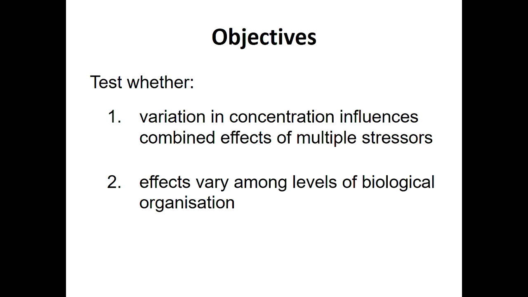So in this piece of work, we wanted to address two objectives, essentially. We wanted to test, firstly, whether variation in the concentration of multiple stressors influences their combined effects. And we also wanted to ask whether those effects vary among levels of biological organization, or whether, in fact, they're quite consistent across levels of biological organization, so that we can be comfortable with indicating environmental quality with measures taken at one level and applying them to other levels in that hierarchy.